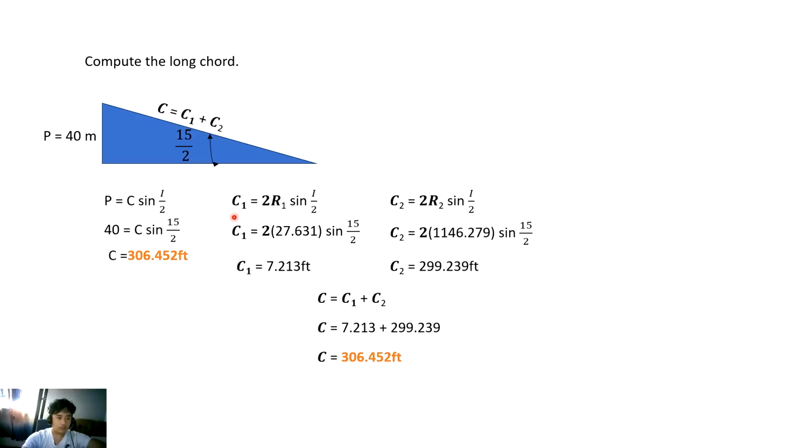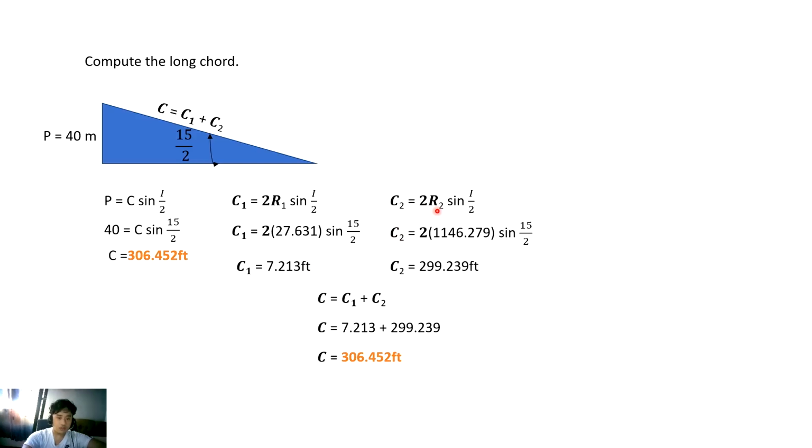So, sa C1 naman natin, since ito ang gagamitin natin, kailangan natin hanapin isa-isa itong dalawa. So, C1, 2R1 times sin I over 2. Then, substitute lang natin yung R1. So, 2 times 27.631 sin 15 over 2. So, C1 natin ay 7.213 feet.